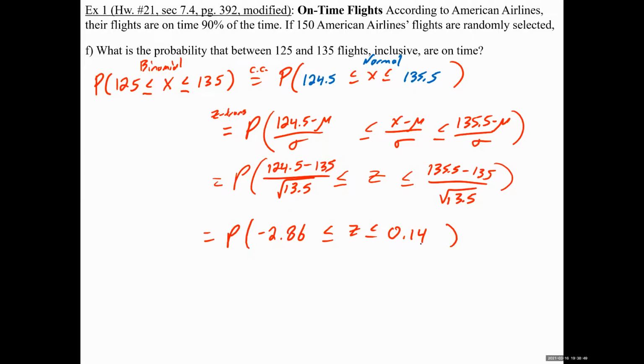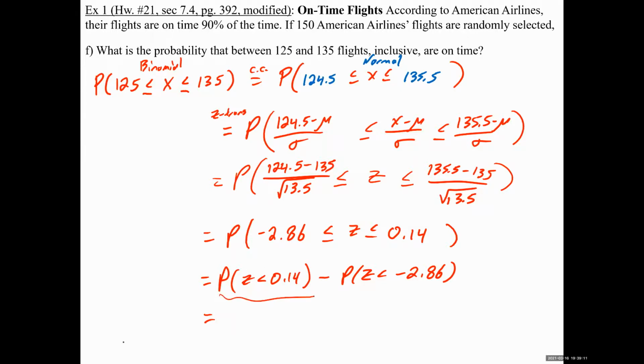Okay, then how do you do a z problem when it's between two numbers? Well, there's a formula. It's probability z less than the number on the right minus probability z less than the number on the left. If you put less than or equal to instead, it doesn't matter. And now we look those up.